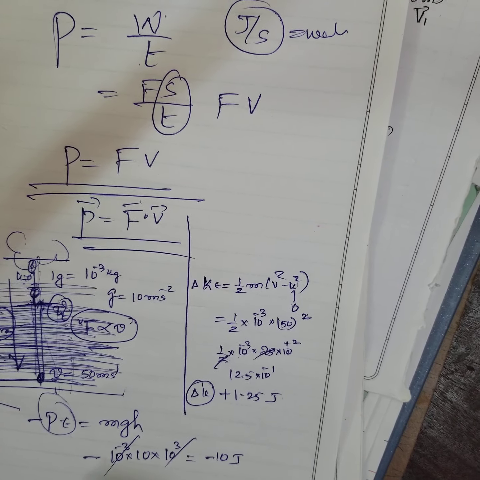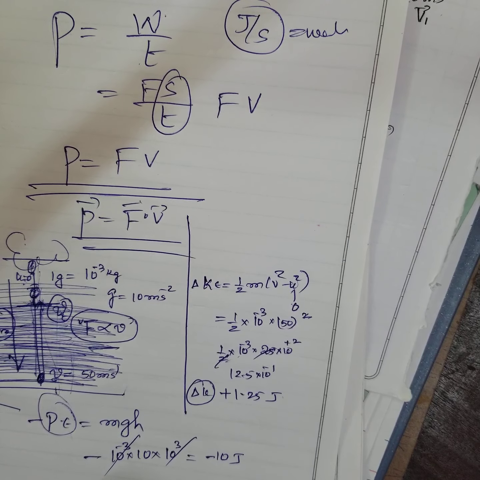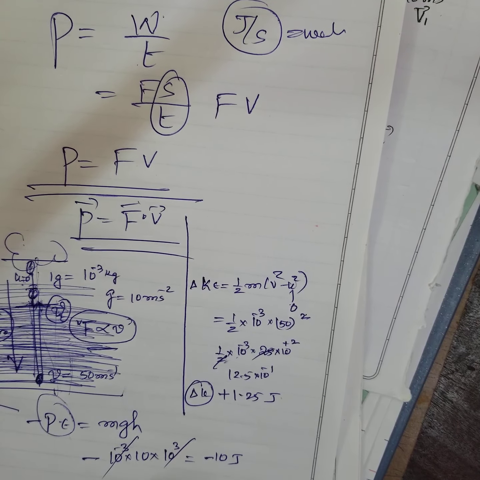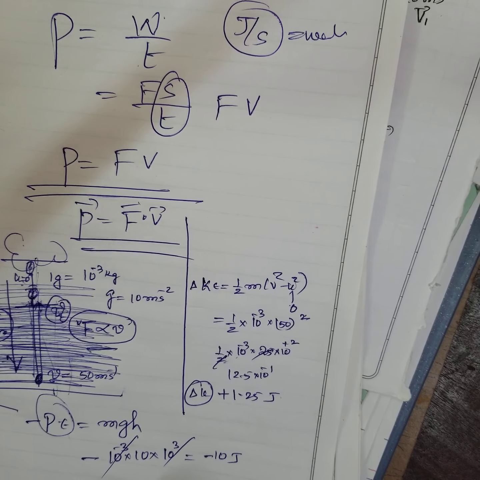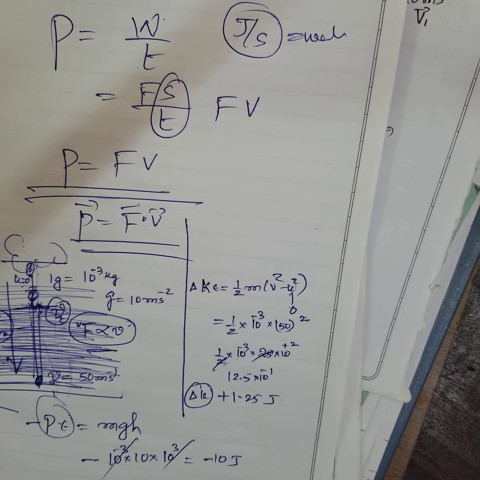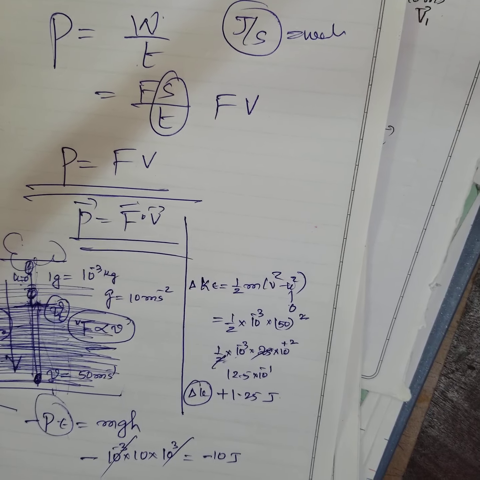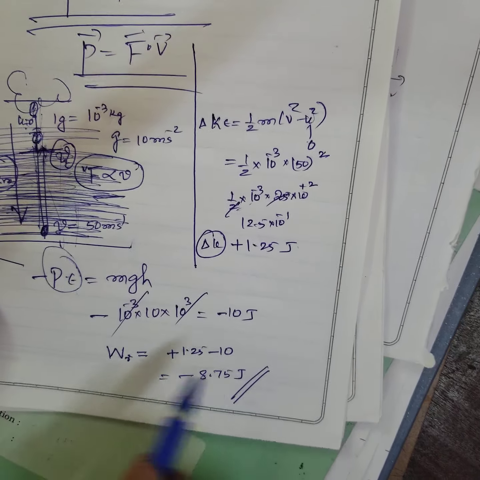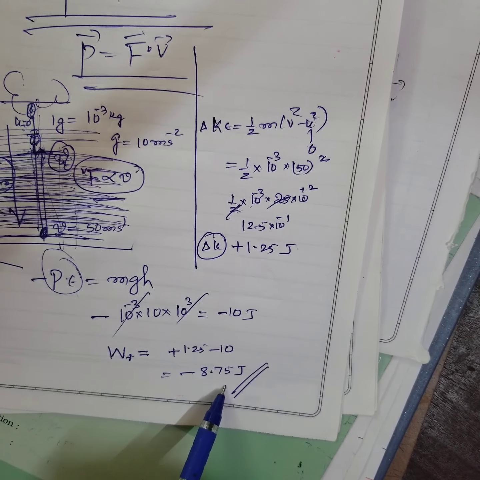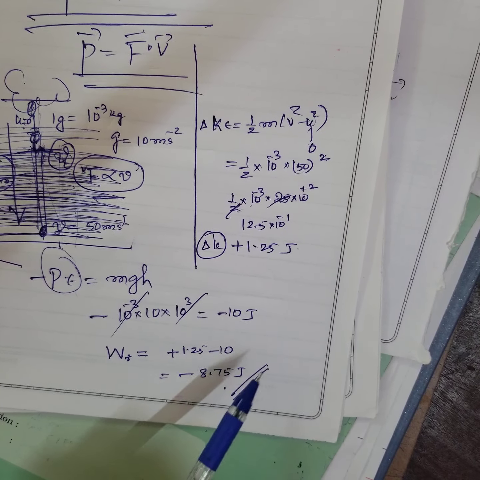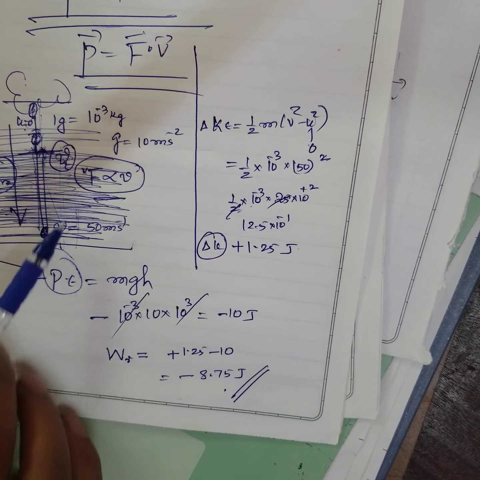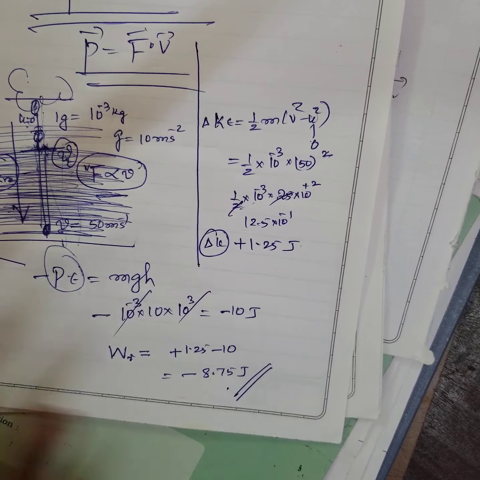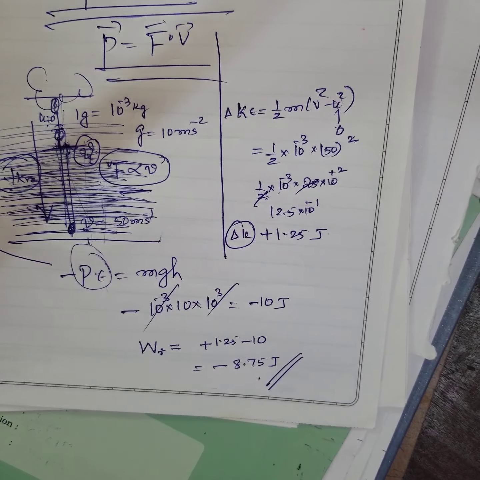What is the total work done? Total work done is equal to 1.25 minus 10. Therefore, minus 8.75 joule. You'll get this. Therefore, for this type of problem you need to apply the concepts. Okay, I'll do this problem again. Now I'll conclude the class.